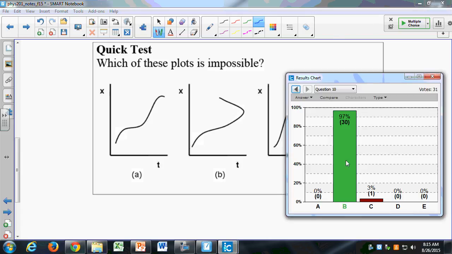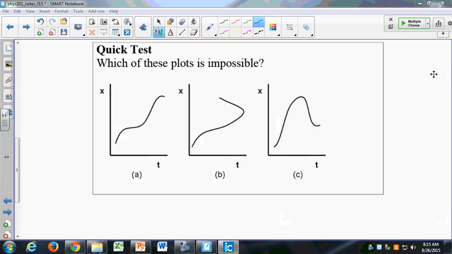Awesome. B is the right answer. Why is B the right answer? Oh, right. Yeah. And plus, you can't be in two places at once. Like at this time, you would be both here and here. But yeah, the time goes backwards. That's kind of funky. All right.